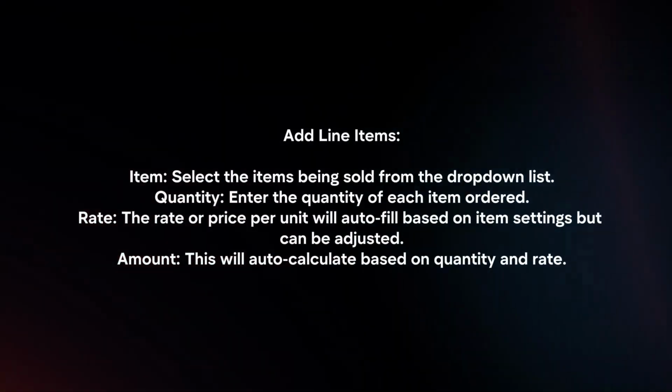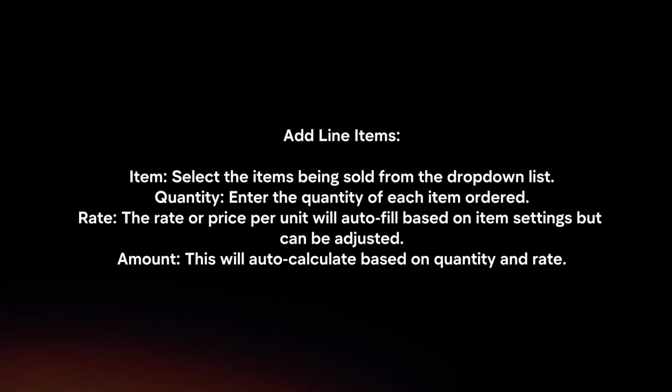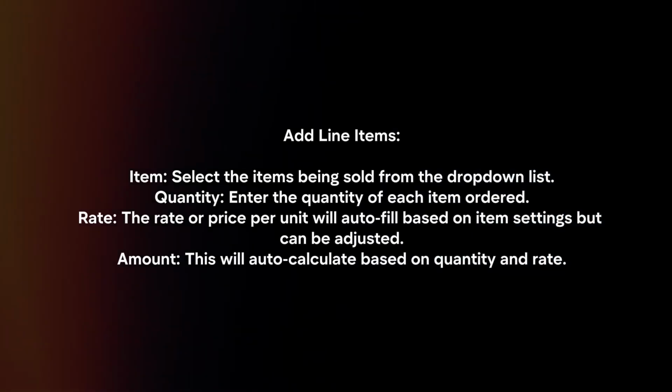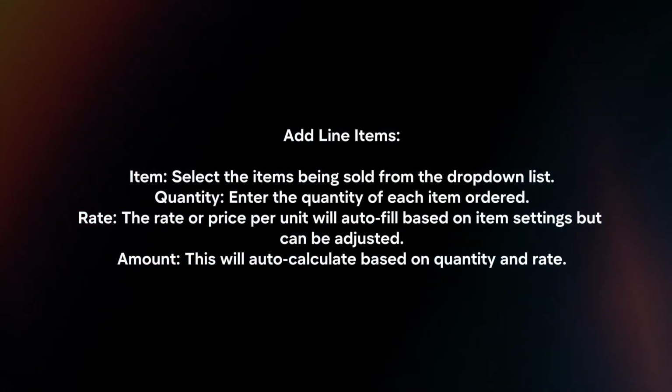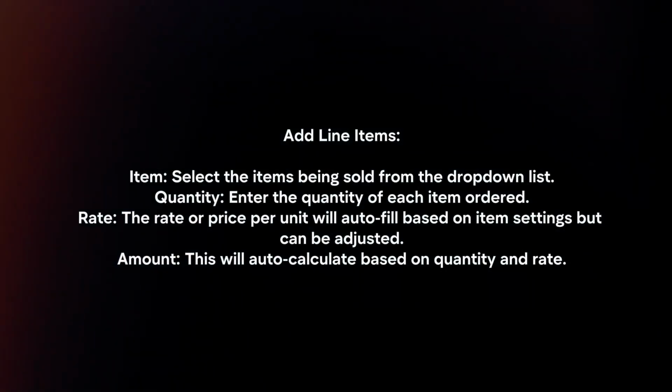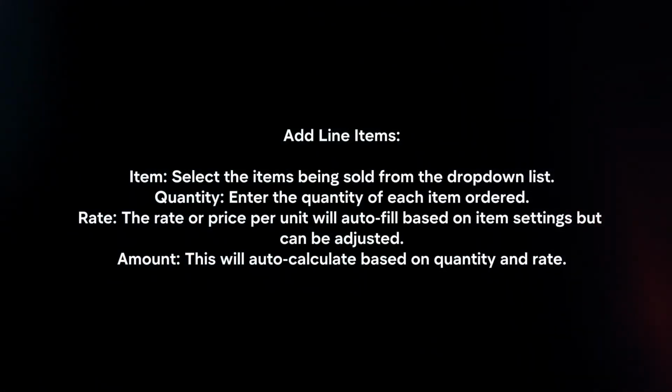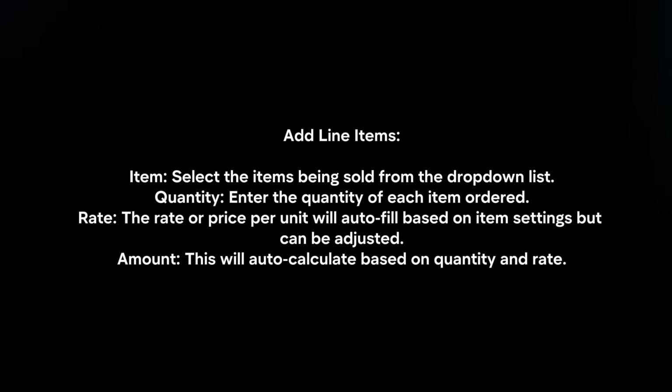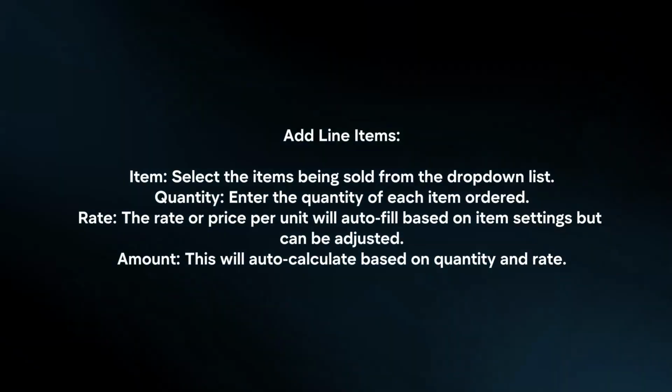Add line items. Item: select the items being sold from the drop-down list. Quantity: enter the quantity of each item ordered. Rate: the rate or price per unit will autofill based on item settings but can be adjusted. Amount: this will auto-calculate based on quantity and rate.